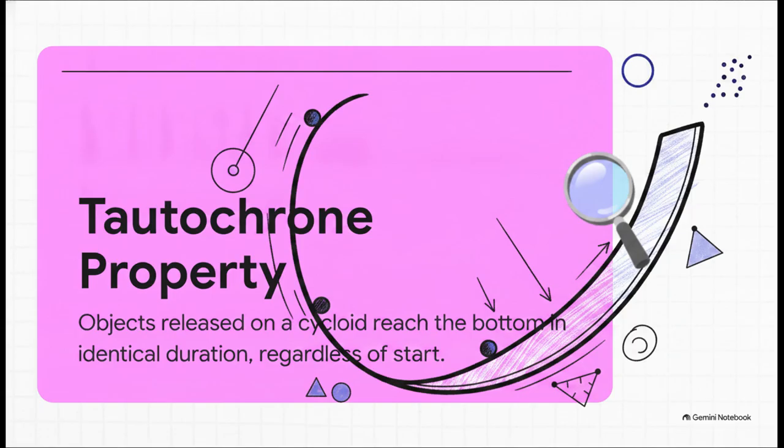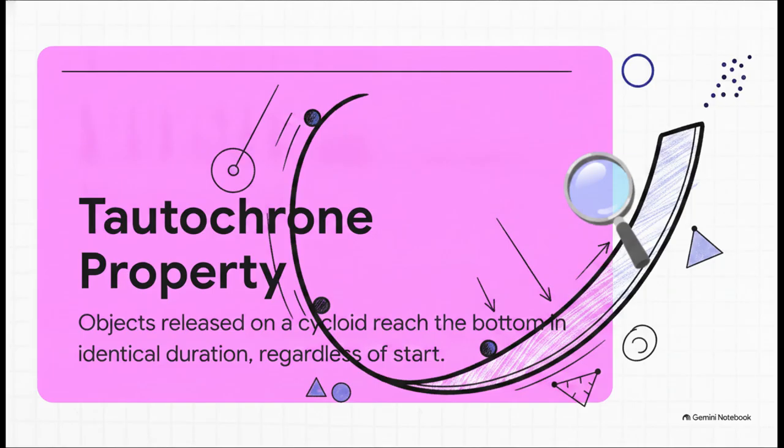But wait, the cycloid has another incredible trick up its sleeve. It's called the tautochrone property. Imagine you've got a bowl shaped like a cycloid. If you release a marble from the very top edge, and then you release another marble from just an inch above the bottom, guess what? They both hit the absolute bottom at the exact same time.